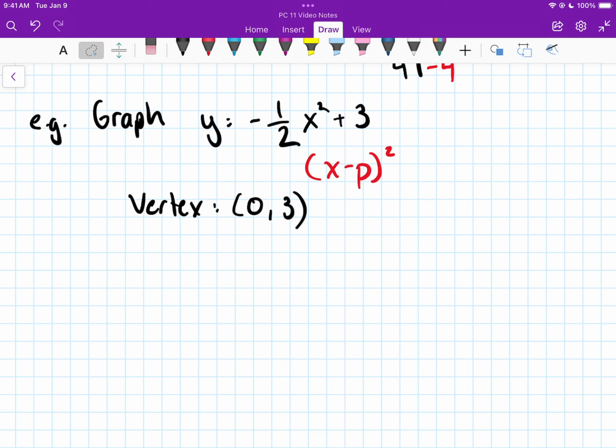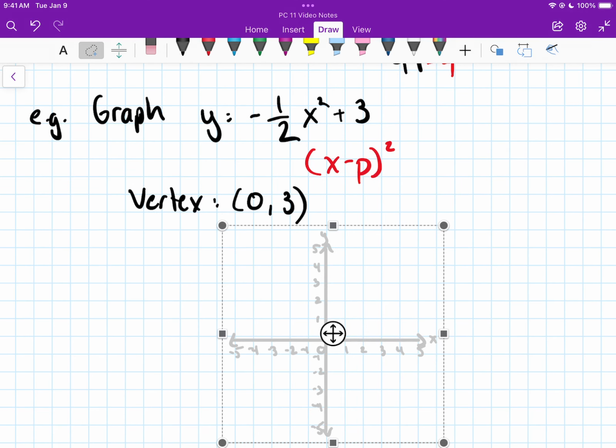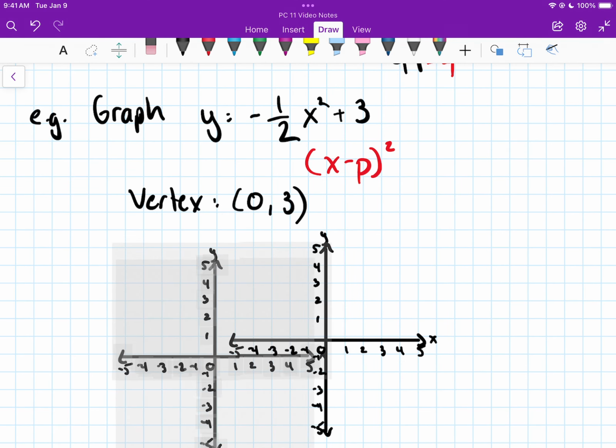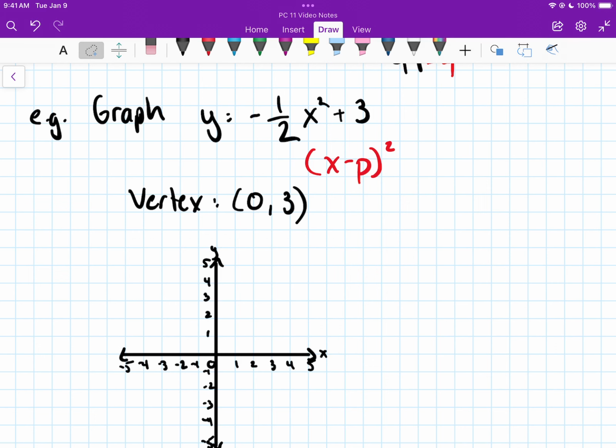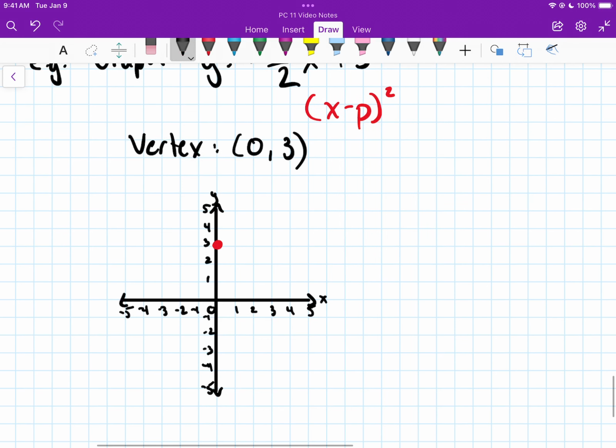If I get my grid up, that means our graph starts up here. I know it's going to be opening downwards because my a value is negative. That fraction out front is going to make this a little bit trickier. We know because the a value is small, the graph is probably going to be a little bit wider, but we are going to have to deal with some fractions. So I'll go ahead and work through plugging one of those in just to kind of walk through the process.